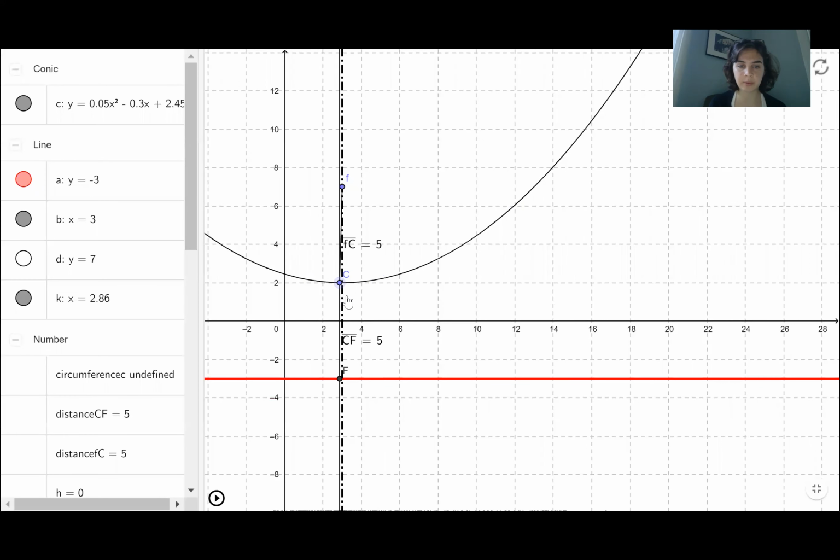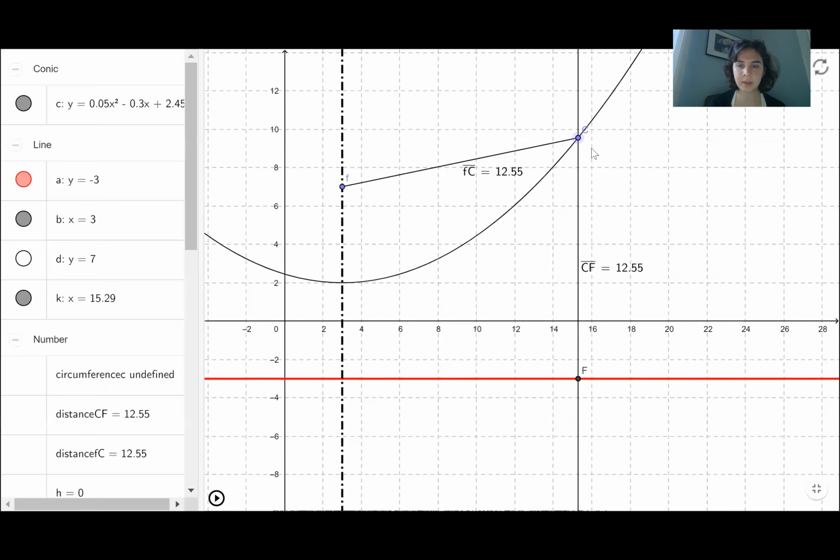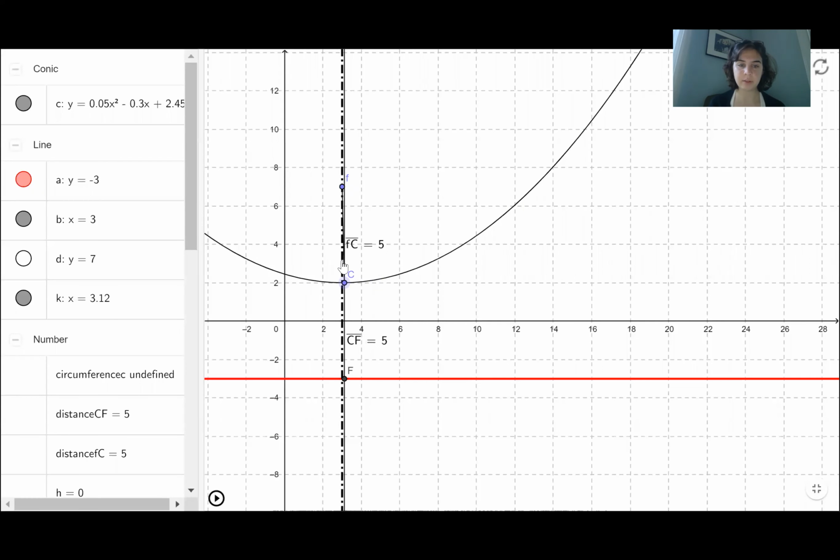So notice how wherever I put point C, these distances are always the same. The distance from the focus is the same as the distance from the directrix. So you can see by looking at these numbers here, 12.57. I can also put it at the vertex. So we got a distance of 5 and another distance of 5 below point C.